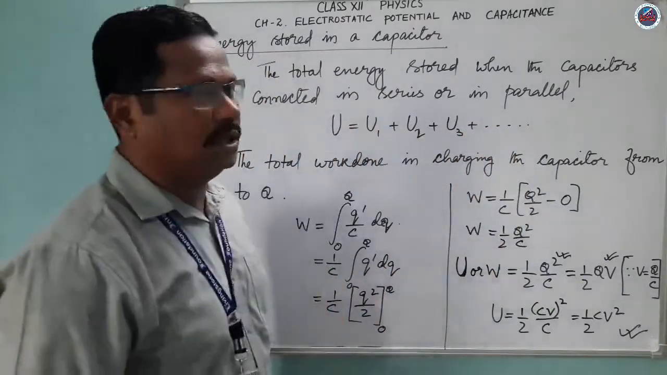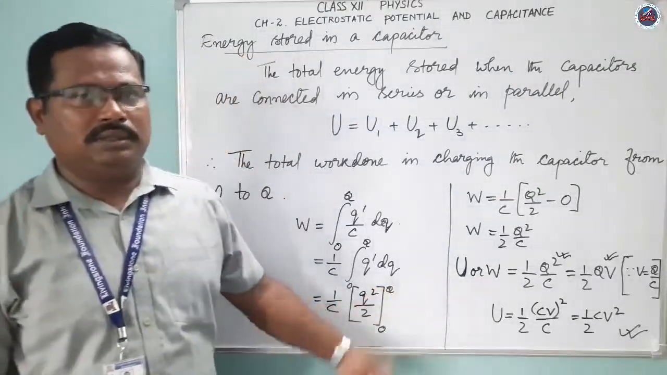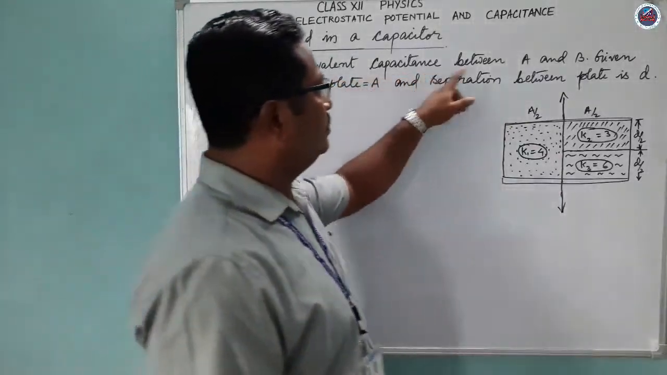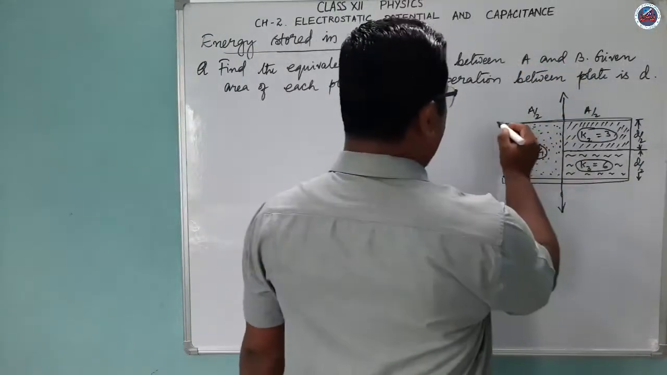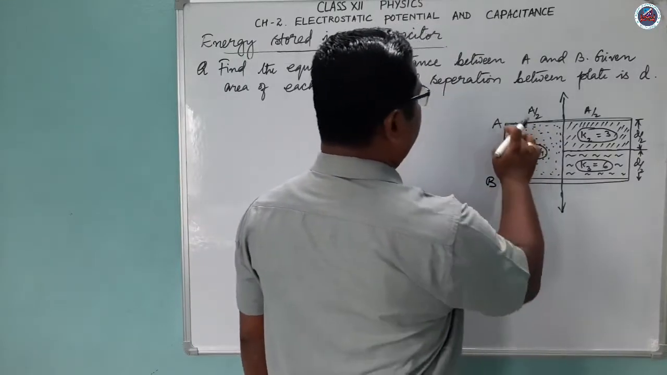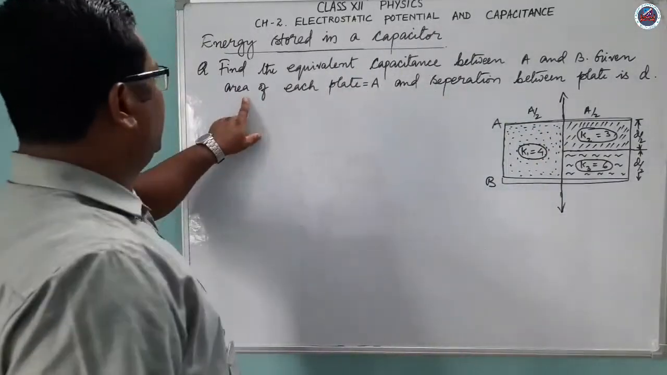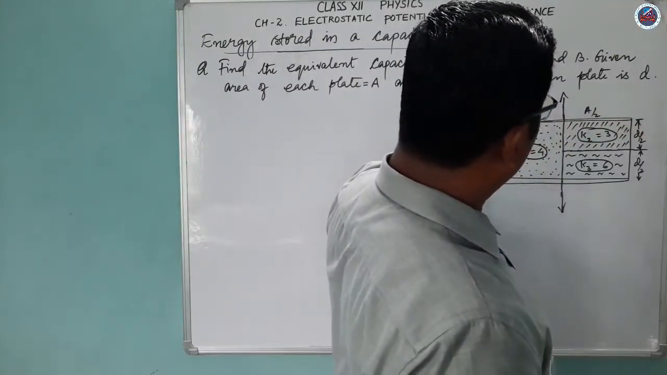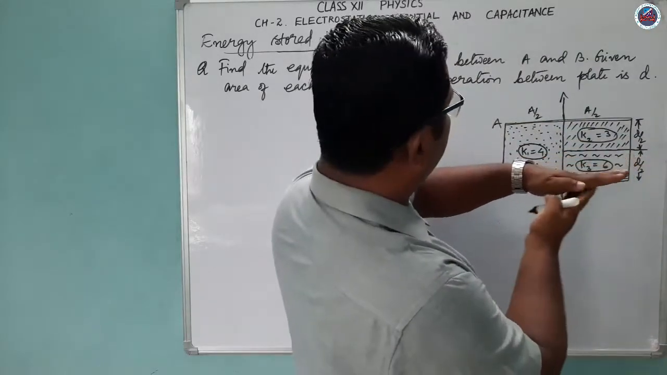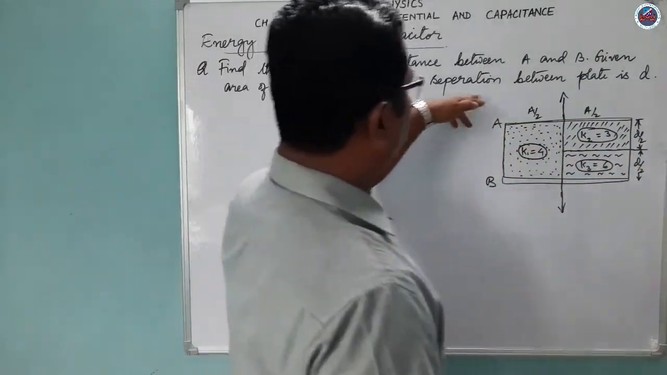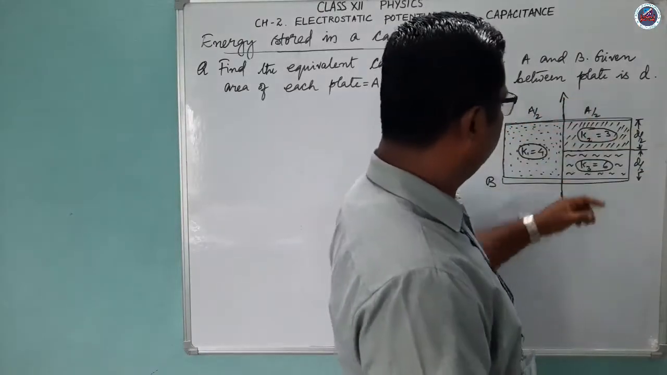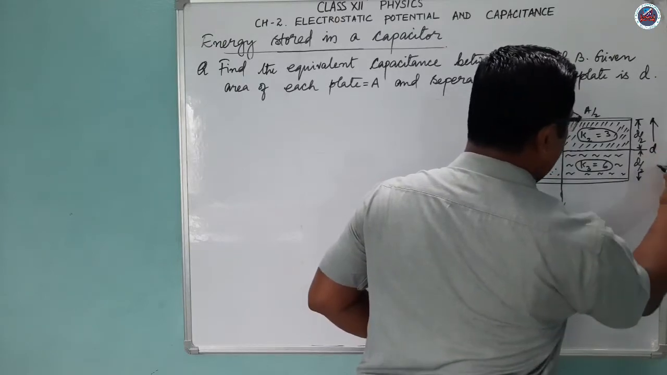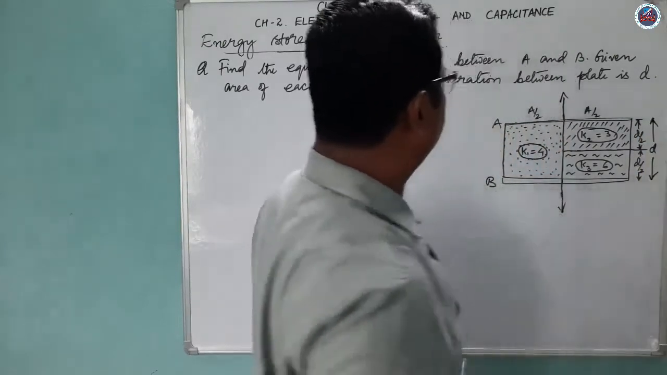Now let us do some numericals based on capacitors. Let us solve this question and see. Find the equivalent capacitance between A and B. These are the plates A and B. Given the area of each plate is A. This plate area is A, this area is A. And the separation between the plates is D. The distance between the two plates is D.